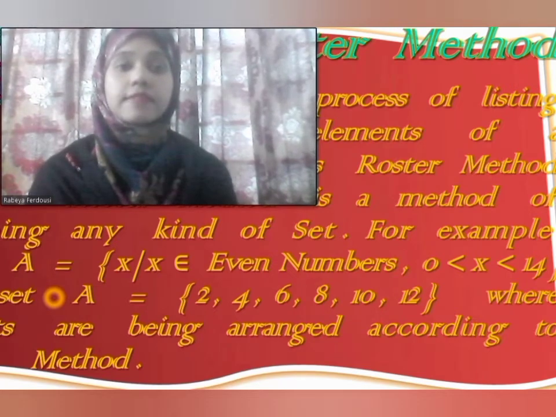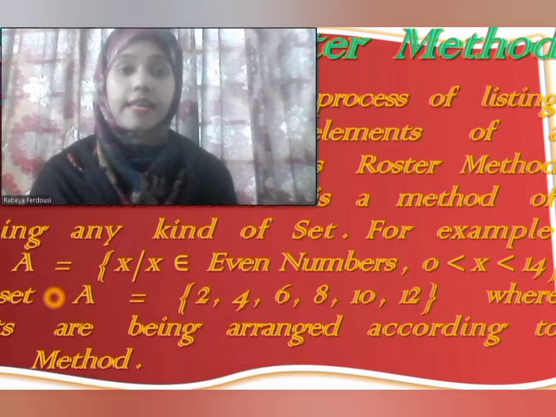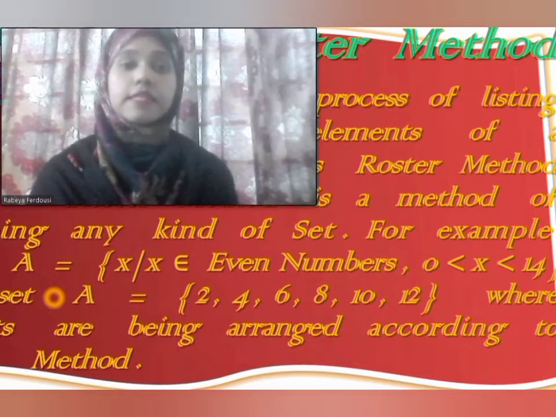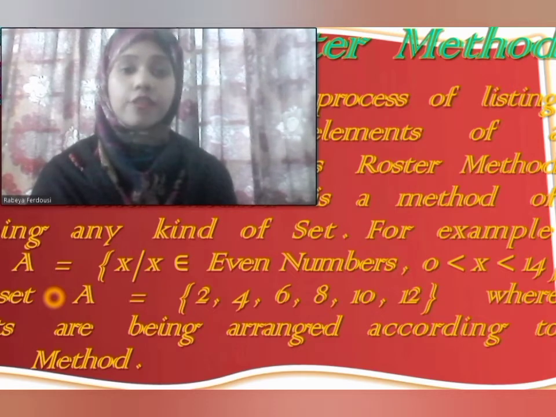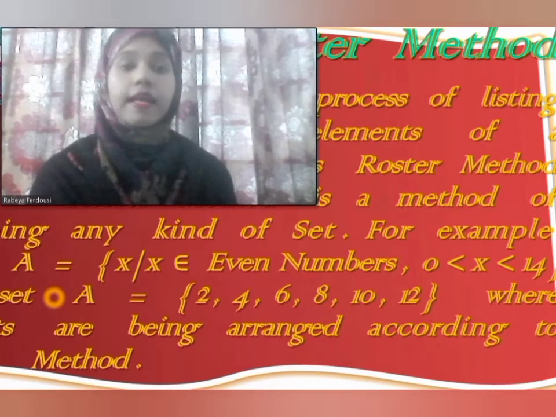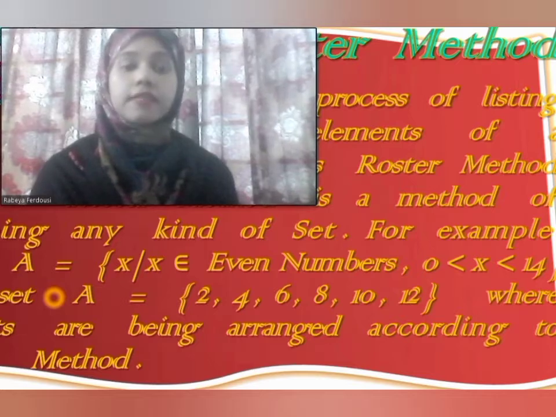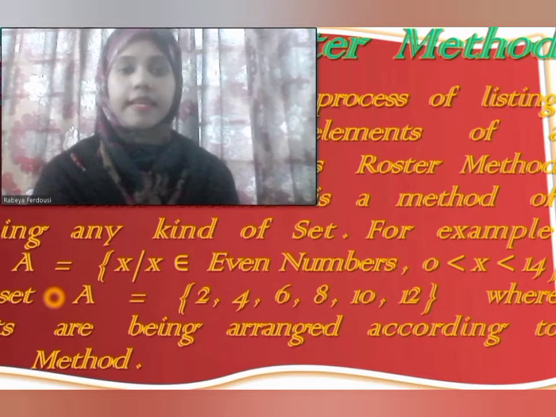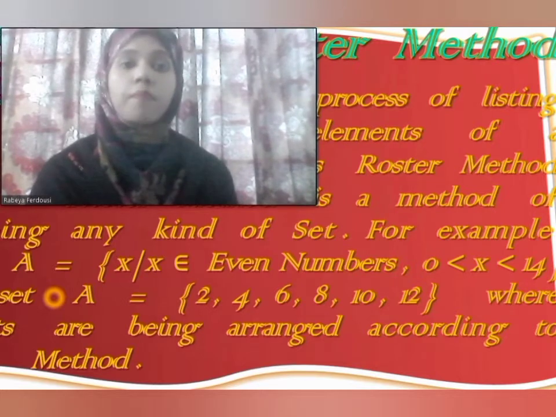For example, if set A is equal to x such that x belongs to even numbers and x is greater than 0, less than 40, here even numbers are actually paired numbers. Then in roster method, the elements of set A will be 2, 4, 6, 8, 10, 12. Therefore, commas are being used to differentiate the elements of a set.